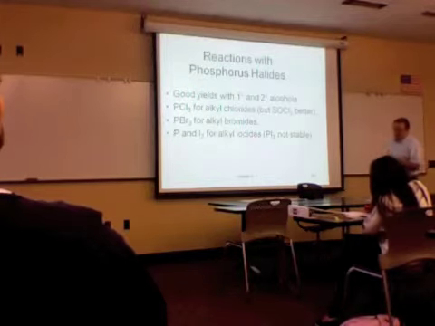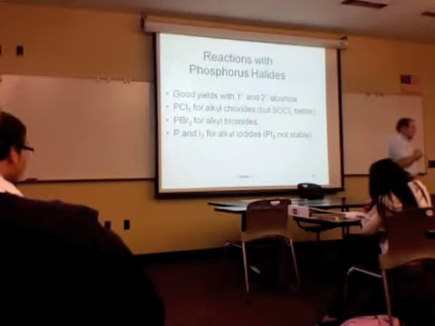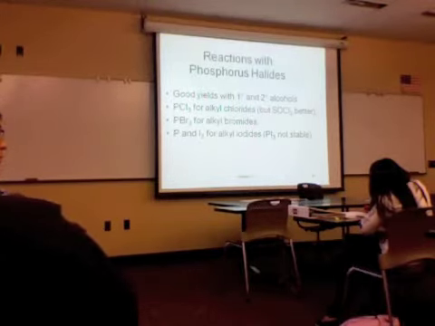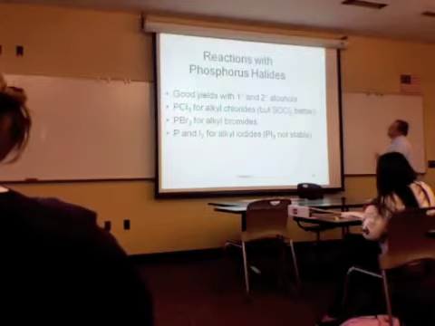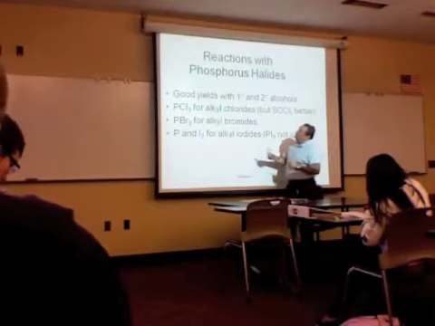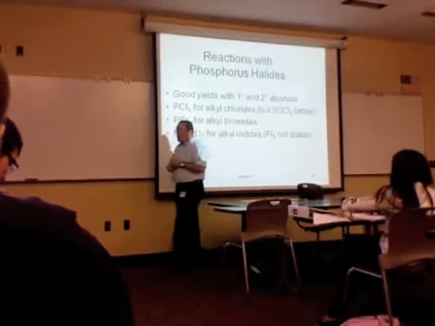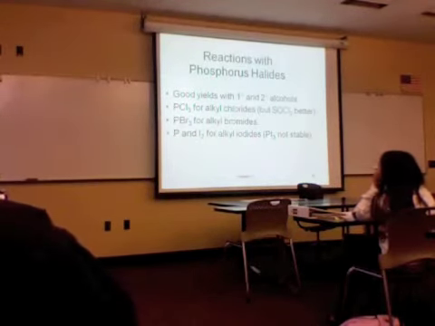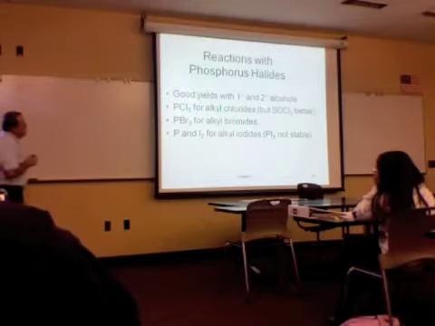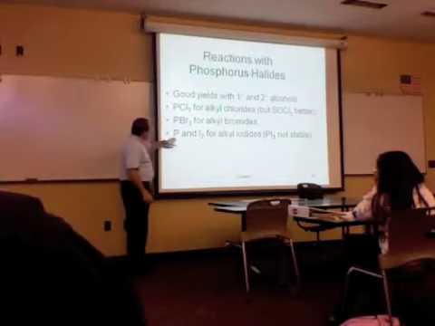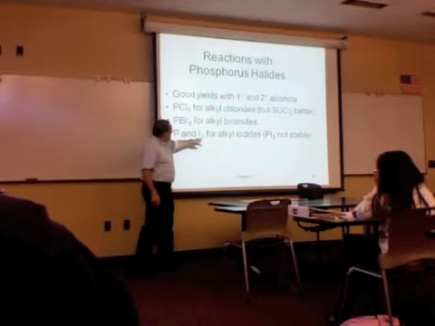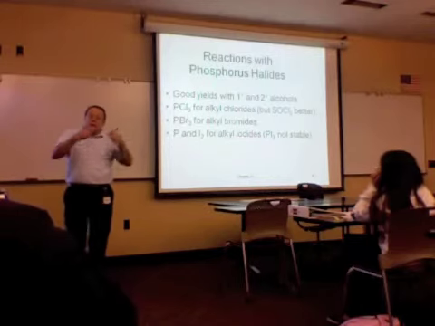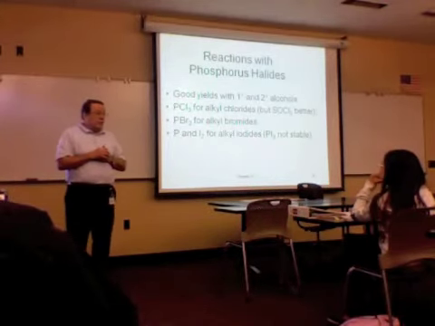So an alternative is to use the phosphorus halides. Good yields with primary and secondary alcohols, good yields with PCl3 and PBr3. For iodine, we can't use PI3. What we do is put elemental phosphorus, called red phosphorus, and elemental iodine together in the reaction mixture, and they form PI3 in situ, and then the reaction occurs.